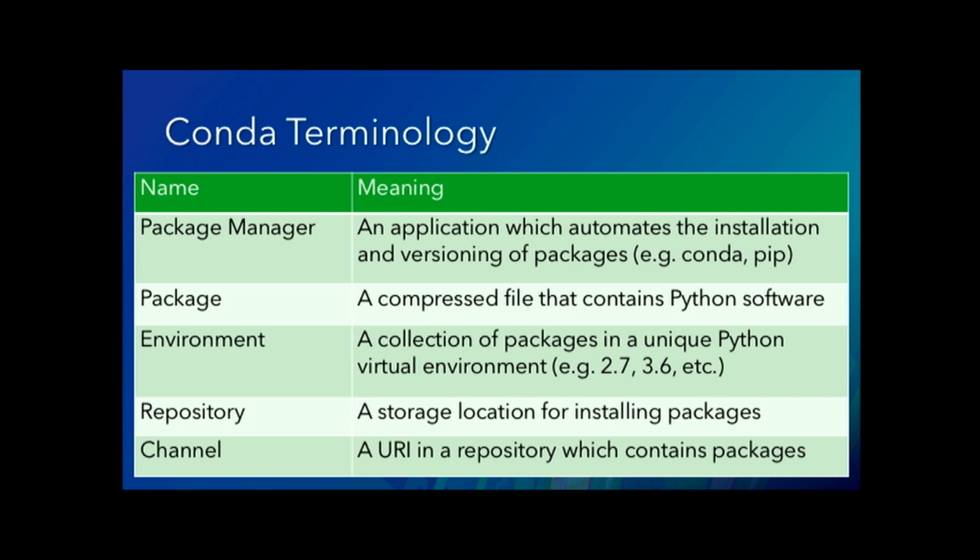Pro comes with an environment by default. You can make new environments. The repository is the place that you go to get packages, and a channel is a single location inside of that repository. Like anaconda.org would be a repository, and Esri would be a channel in that repository.